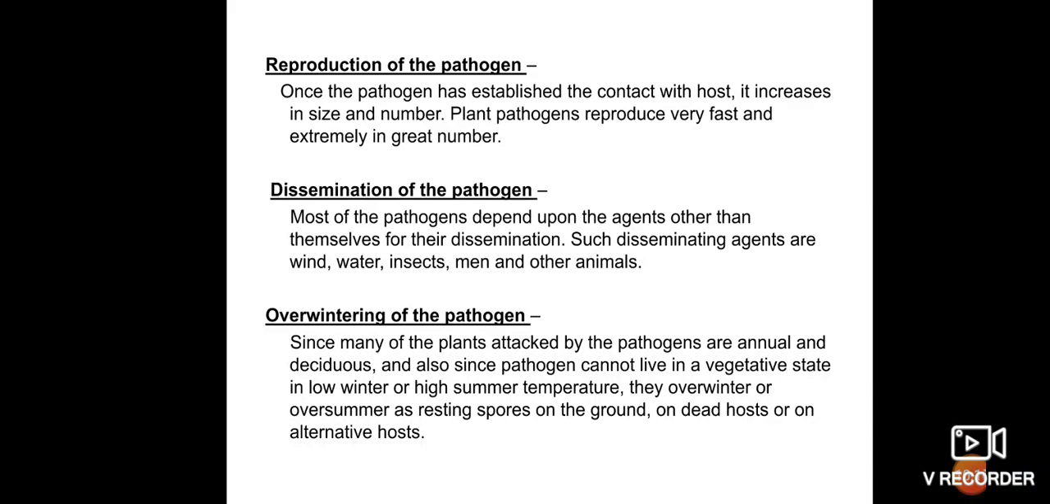Dissemination of the pathogen. Most of the pathogens depend upon agents other than themselves for their dissemination. Such disseminating agents are wind, water, insects, men, and other animals. Next is overwintering of the pathogen. Since many of the plants attacked by the pathogens are annual and deciduous, and also since pathogens cannot live in a vegetative state in low winter or high summer temperature, they overwinter or oversummer as resting spores on the ground, or on the dead host, or on the alternative host.